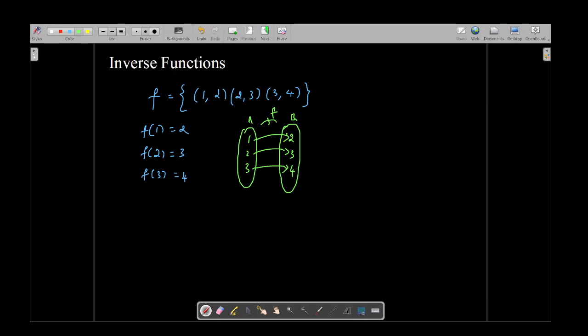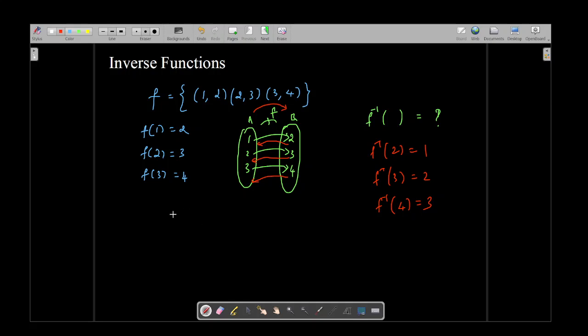The inverse function f inverse is: if I give the output, what is the input I'm getting? So here, if I give 1, it is mapped to 2. The inverse is going backward like this. So f inverse of 2 is 1, f inverse of 3 is 2, and f inverse of 4 is 3.